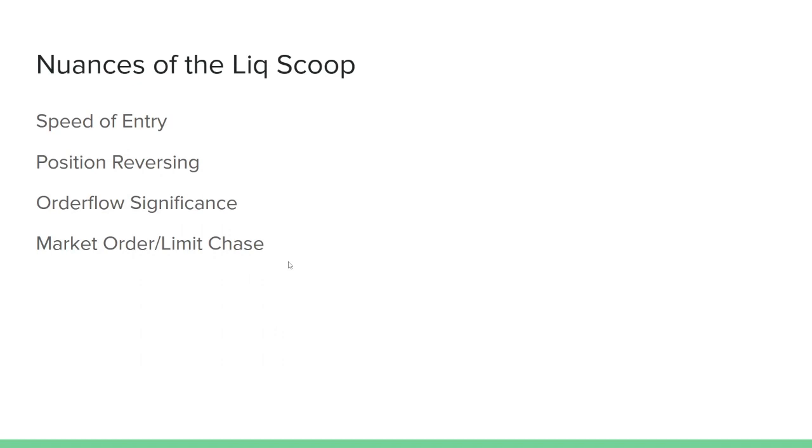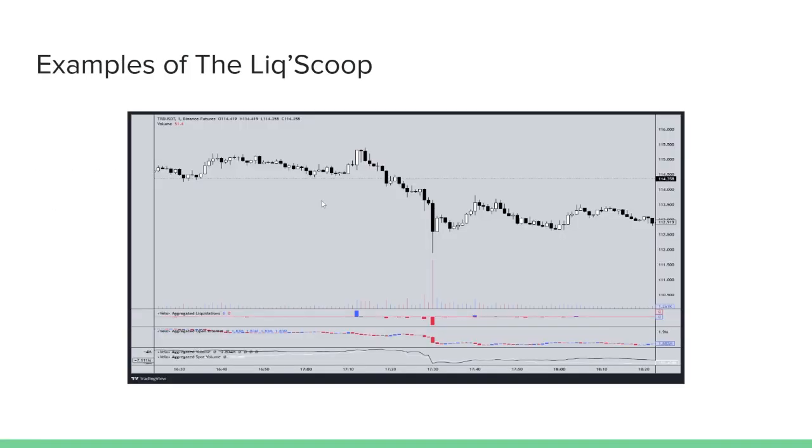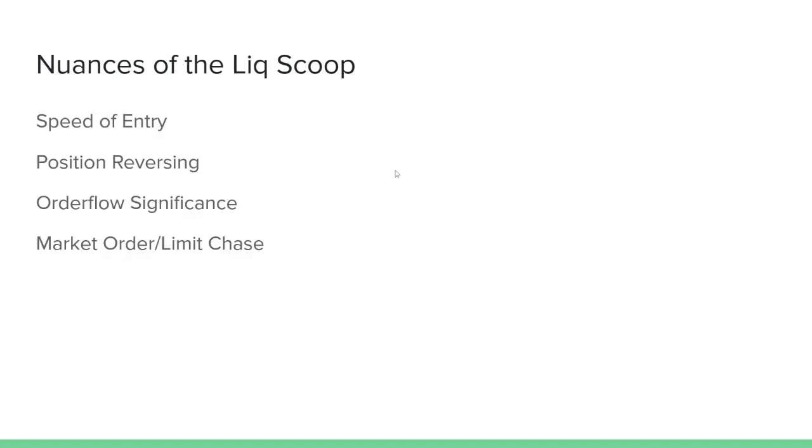Some nuances of the lick scoop. You have to be very fast with this, as a lot of the time you are competing against people with better means for execution, faster means for execution than you. So a lot of the time you're marketing in or limit chasing these entries. Once you get good with this sort of thing, you can understand when these are actually going to stop working and will stop playing the reversion move and reverse lower. So that is something that you can pay attention to.